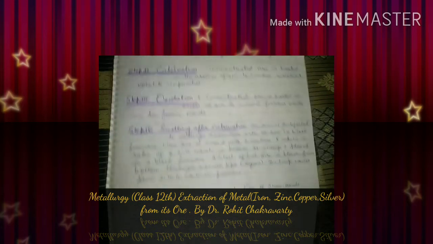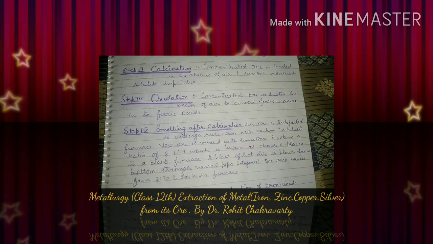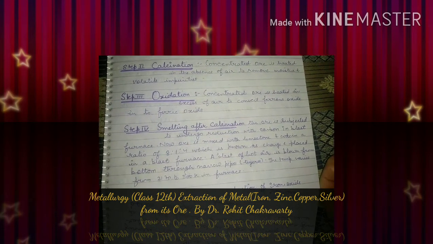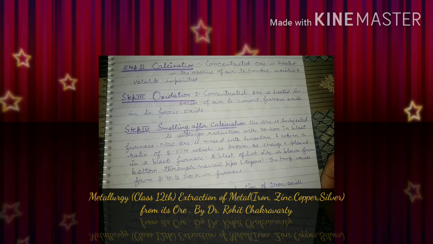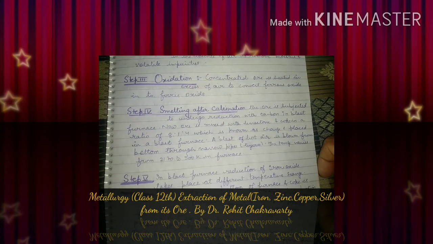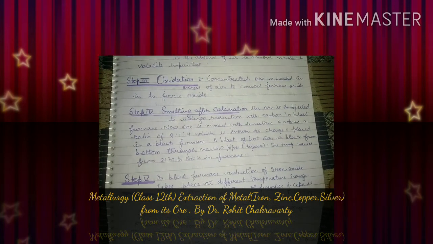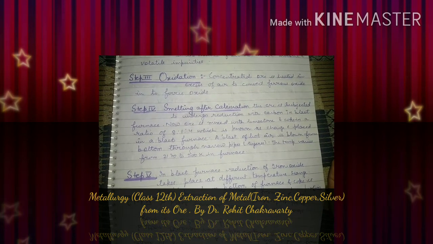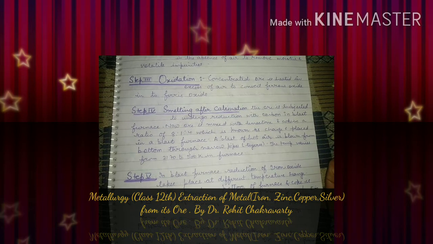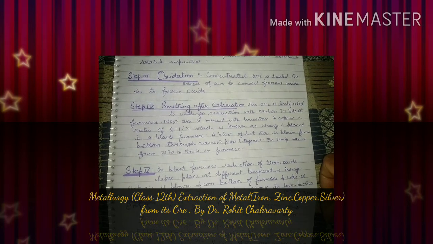Then we do the oxidation. So in oxidation, concentrated ore is heated in the excess of air to convert ferrous oxide into ferric oxide. Alright, then smelting is done. So smelting after calcination, this is the very important process of metallurgy of iron. The ore is subjected to undergo reduction with carbon in blast furnace.